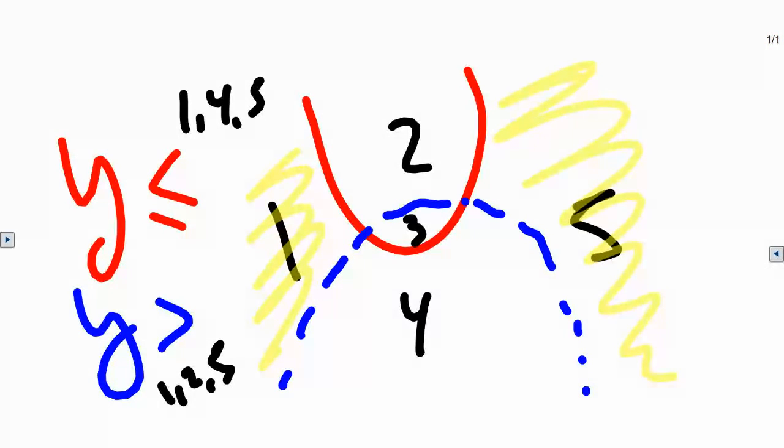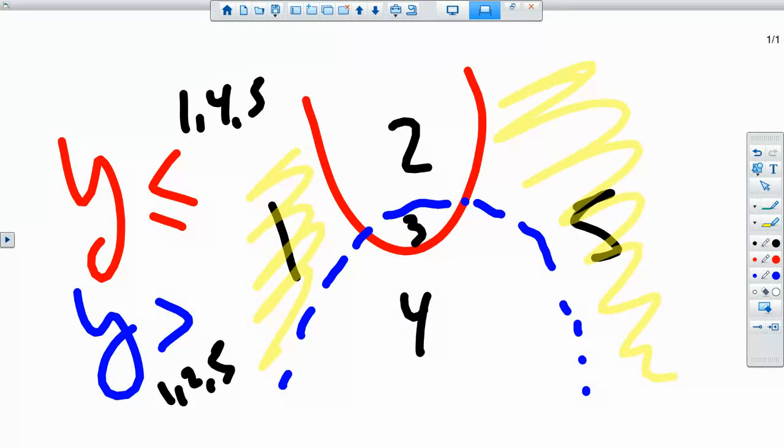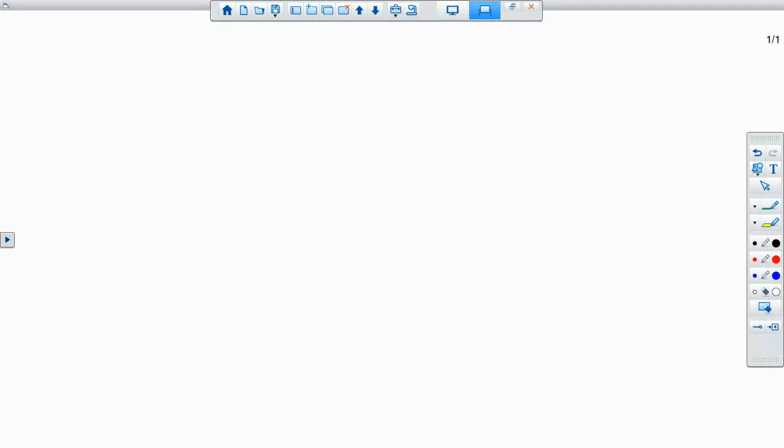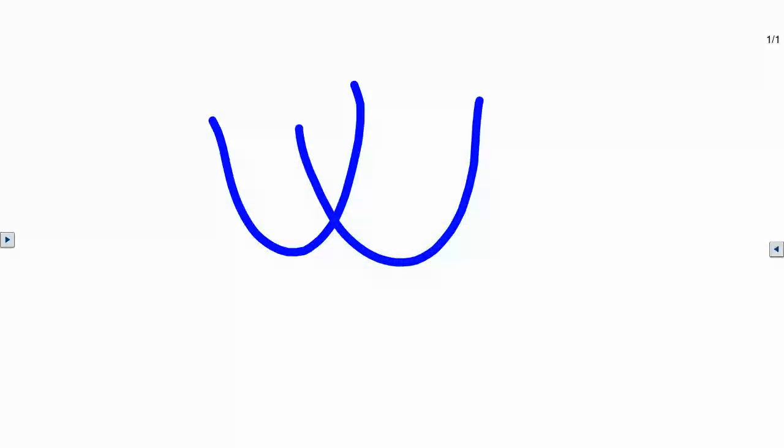So that's just a little bit about graphing combined inequalities with parabolas. Of course, you could have parabolas that look like this, or they could both be pointing down, or all sorts of different ways that parabolas can be.